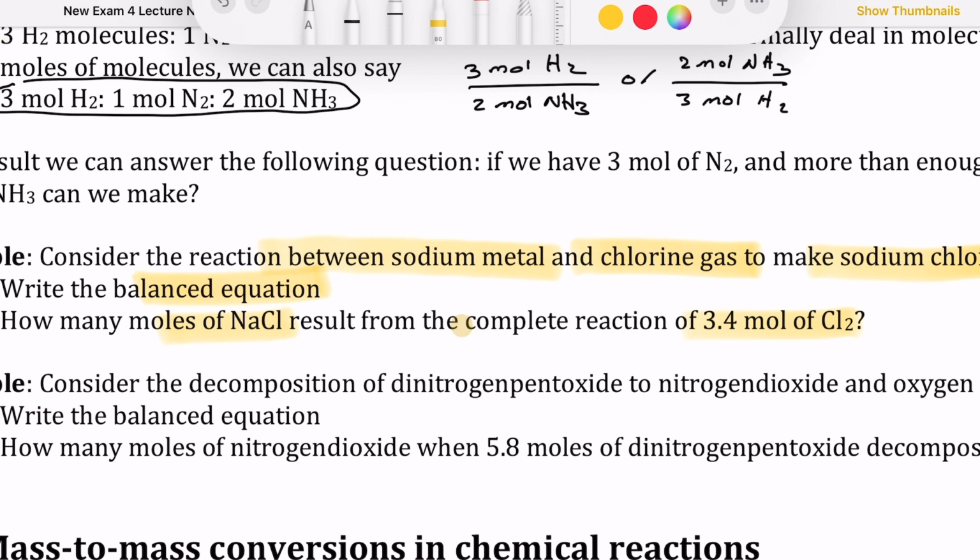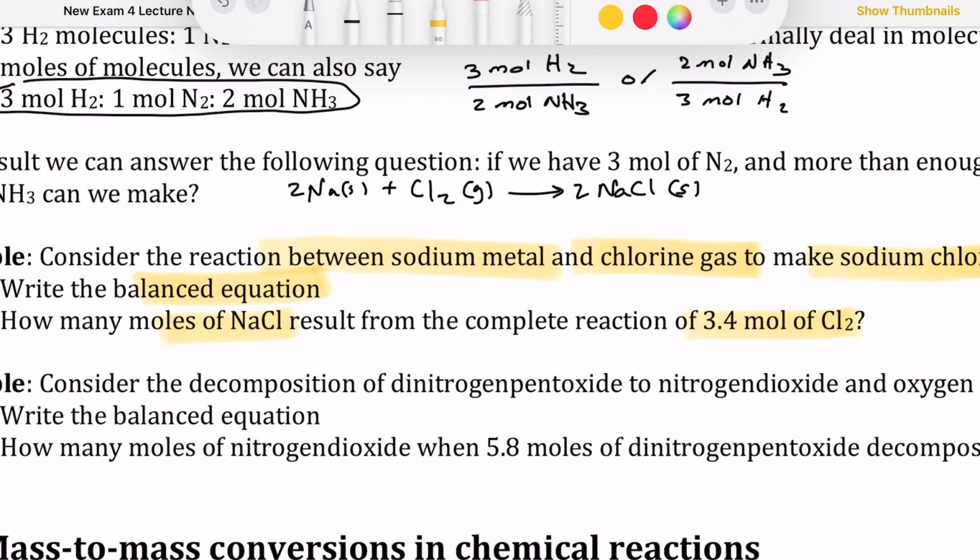At this point, you should know how to do this. So we'll just write our sodium metal, which is sodium solid. Chlorine gas is Cl2. Remember, chlorine is one of those diatomic gases. And then NaCl is our product. It's a salt, right? And then we're going to have to first balance this out. Balancing here, hopefully, is pretty straightforward. That would give me the balanced equation.